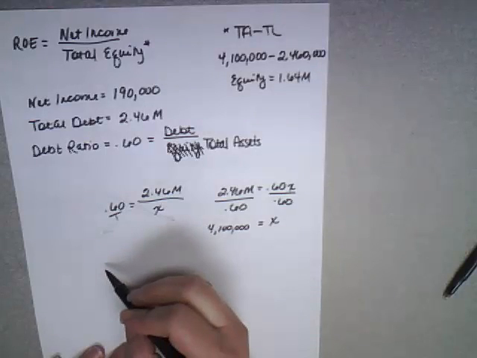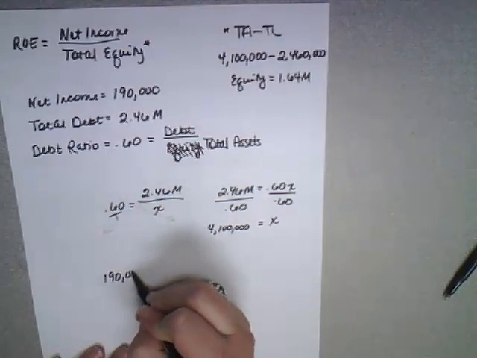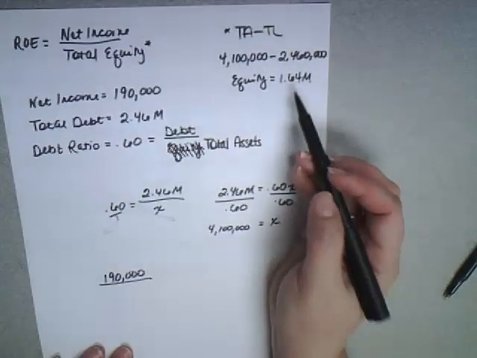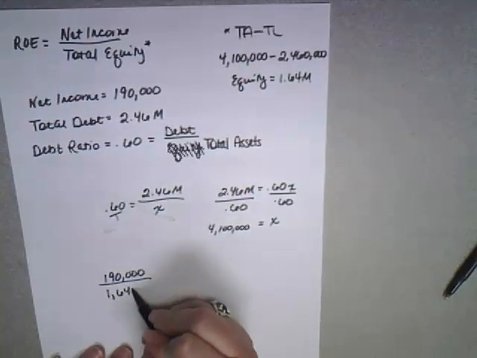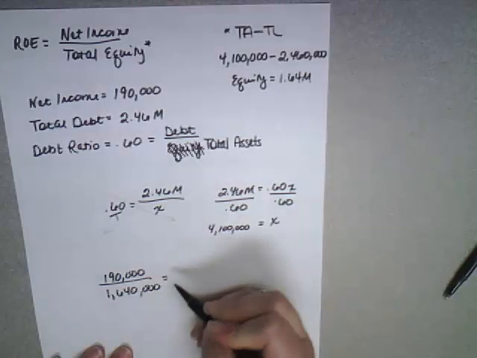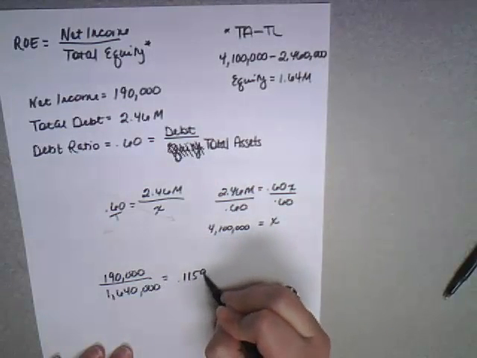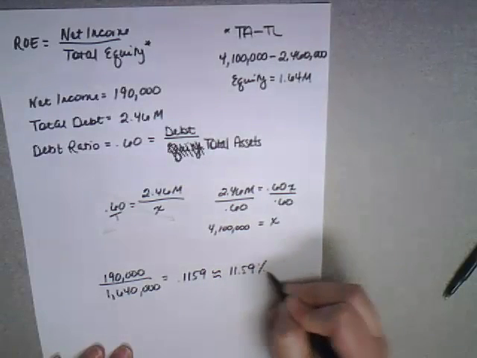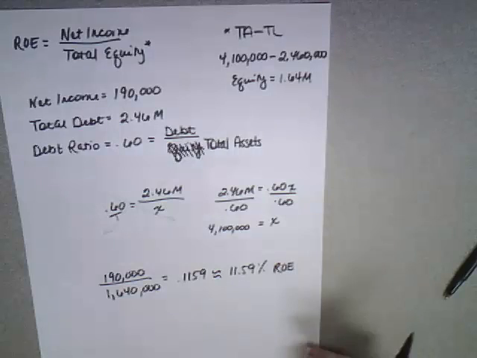Okay, so now we can get somewhere, because now we can go back to our return on equity equation. We could say 190,000, which is the net income which was given, divided by our equity, 1,640,000. That's going to give us 0.1159 or 11.59% return on equity. That would have been covered in 212.